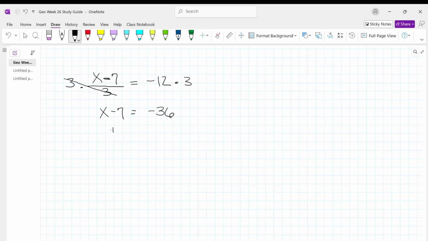Next, we're going to add 7 to each side. On the left-hand side, these 7's cancel out. The x comes down, and it's equal to negative 36 plus 7, negative 29.